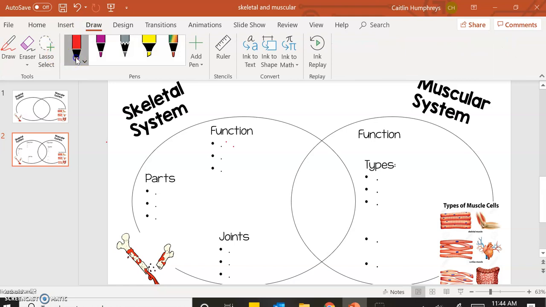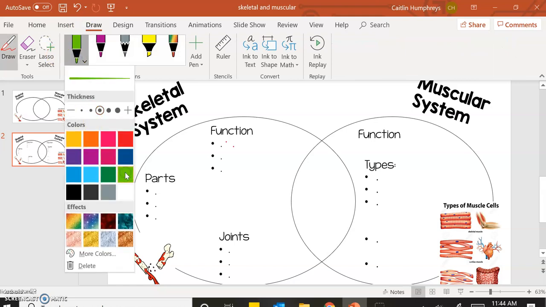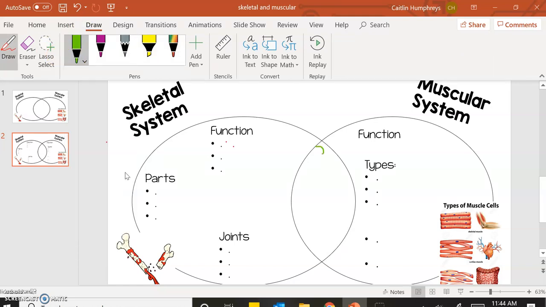So there's actually not a box in here, so I am going to go ahead and write movement. And that is our biggest similarity between those two. Remember in a Venn diagram, the circle is what they have in common. So movement is what they have in common. But again, we know that they work with a lot of different systems, but these two interact with movement.